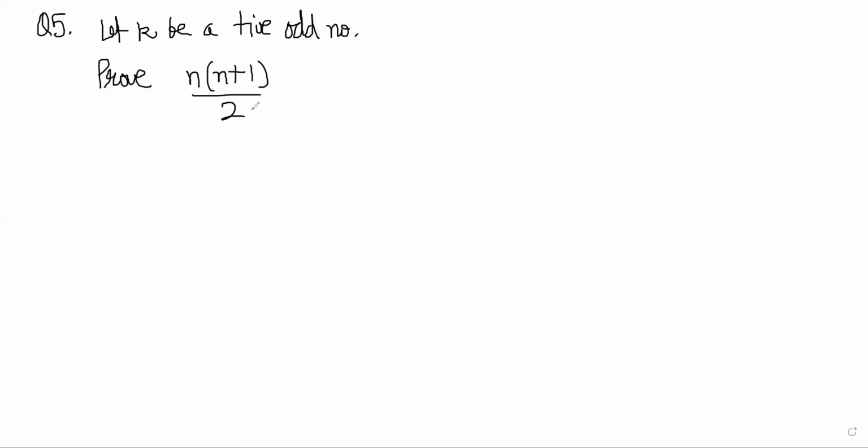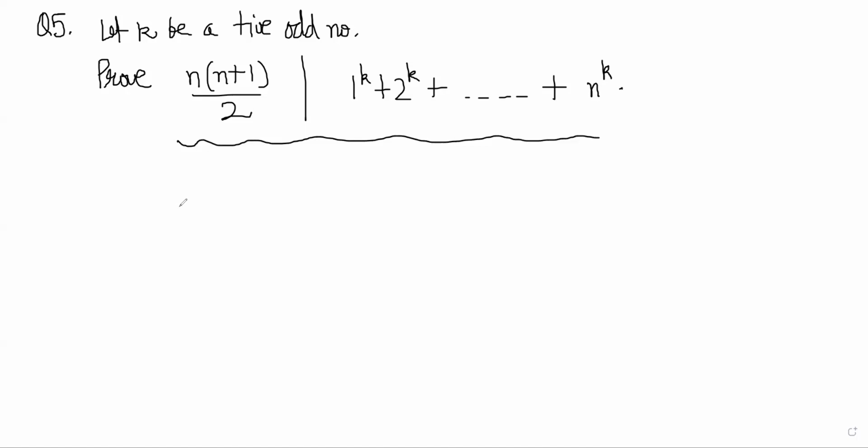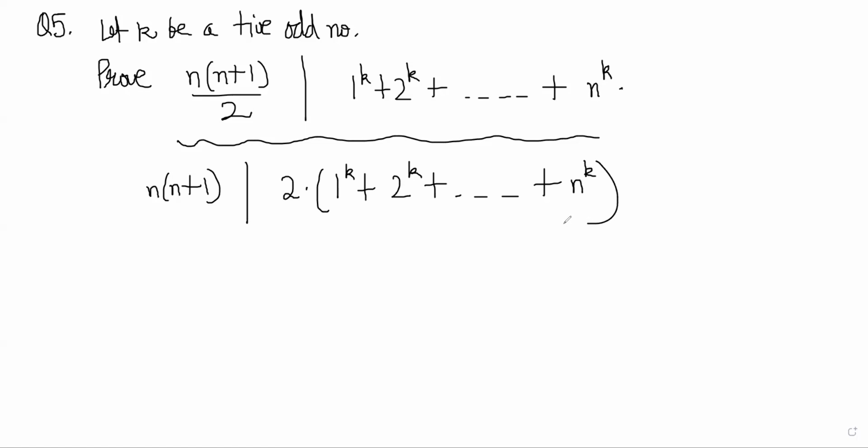Okay. One last problem here. Let k be a positive odd number. Positive odd number. Prove that n times (n plus 1) by 2 divides 1 power k plus 2 power k till the sum till n power k. Okay. So proving this is equivalent to showing that n times (n plus 1) divides the product of 2 and 1 power k plus 2 power k till n power k, right?